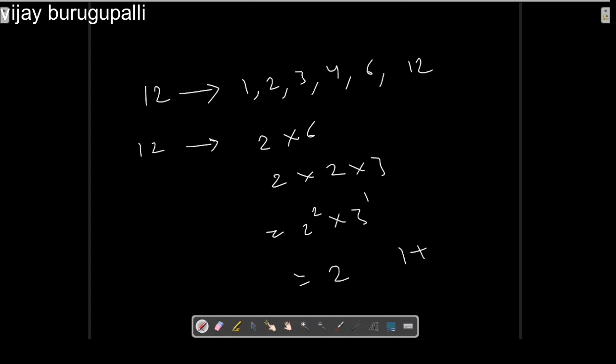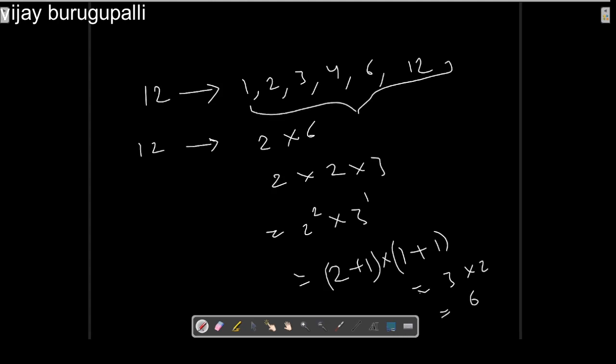If we add plus 1 to each and multiply them, then we will get 3 into 2, that is equal to 6, which is equal to the total number of factors of 12. I think it's clear that by using prime factorization we can obtain the total number of factors of a given number.